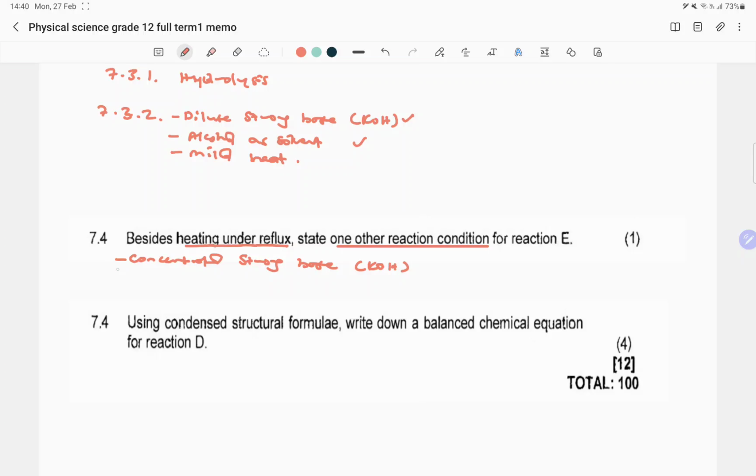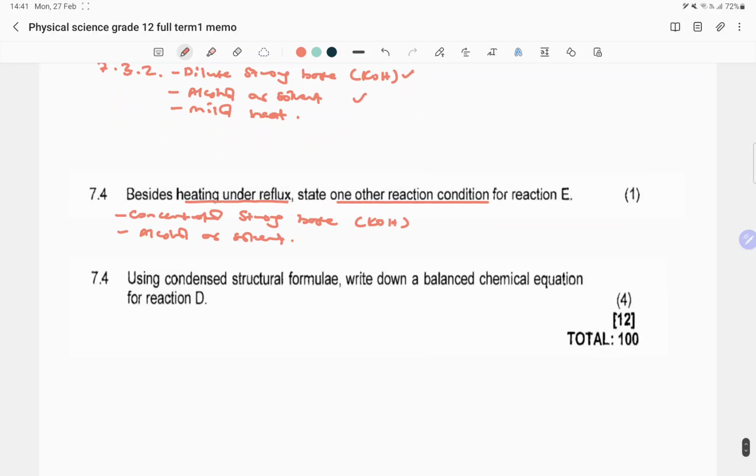Because they said 1, but you can add the second one, that you need alcohol as solvent. So any one of the two is the mark. You don't list both, okay? If you list both, the first one is the one that they will mark, and if by any chance the first one is a wrong condition, you are down, okay? Now, using condensed structural formulae, write down a balanced chemical equation for reaction D.